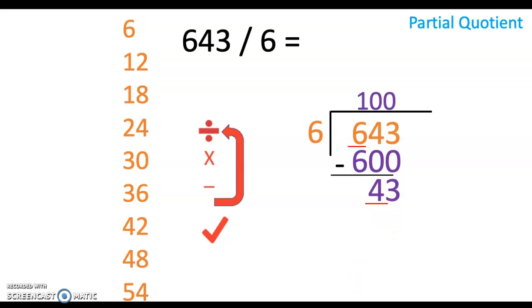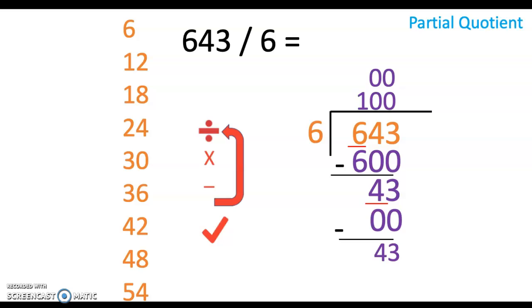So now we have 4 babies and 6 people. Are there enough babies for everyone? No, so everyone would get 0. 0 times 6 is 0. When we subtract, we still have 43. So now let's repeat, but now we're in the ones place with our leftover tens.